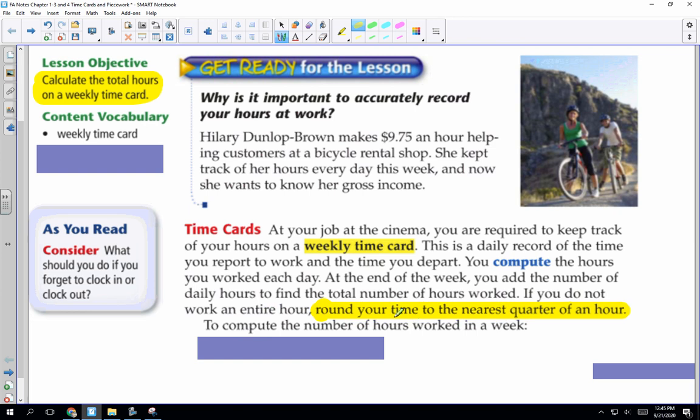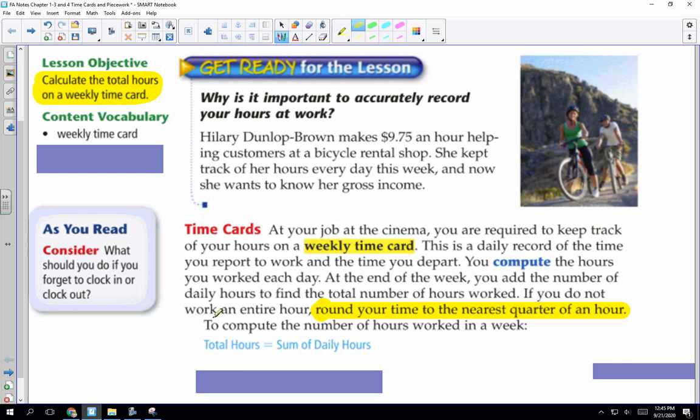To compute the number of hours you worked in a week, write this formula down. Total hours is equal to the sum, which is all of them added together, of daily hours. So we're going to take the hours we worked each day and add them all together.